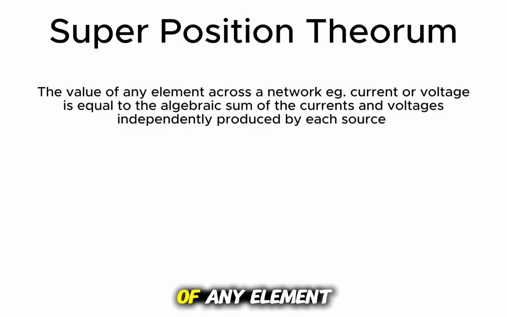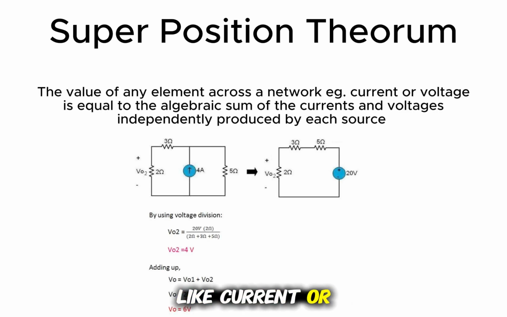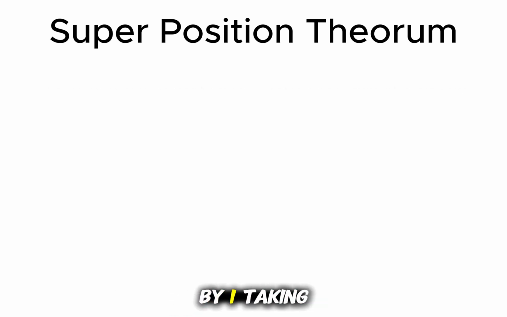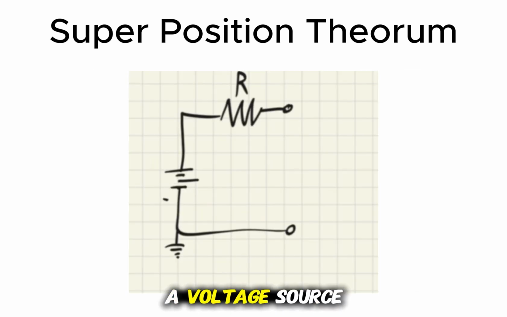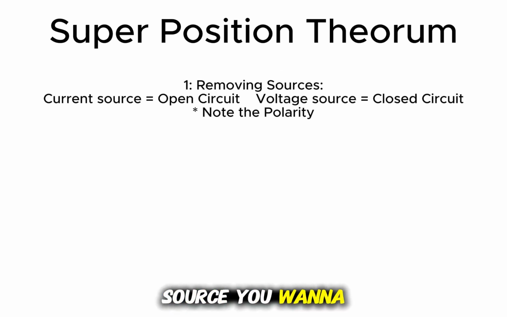It states that the value of any element across a network, like current or voltage, is equal to the algebraic sum of the currents or voltages independently produced by each source. We approach it by 1. Taking the current source and changing it to an open circuit, and 2. Taking a voltage source and changing it to a closed circuit. This is essentially you choosing which source you want to remove to simplify the circuit. Note that it's important to factor in the polarity of your current source when doing this.